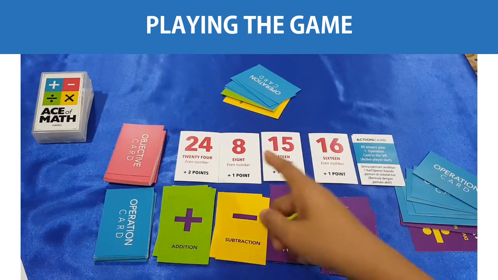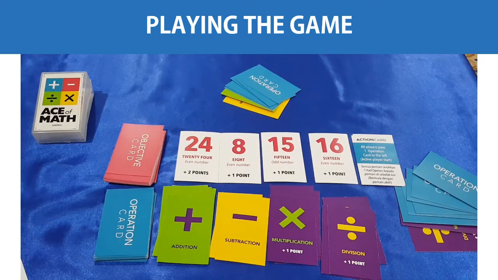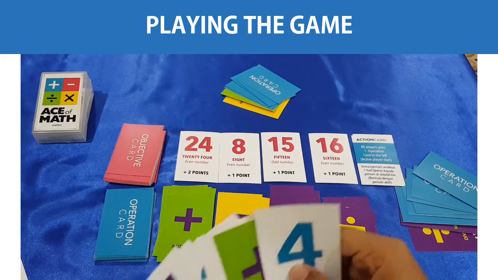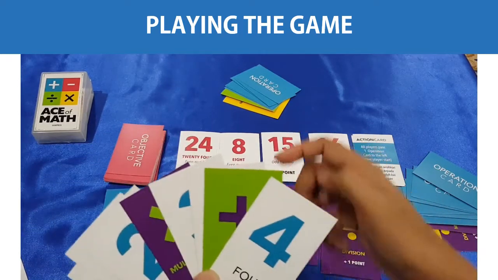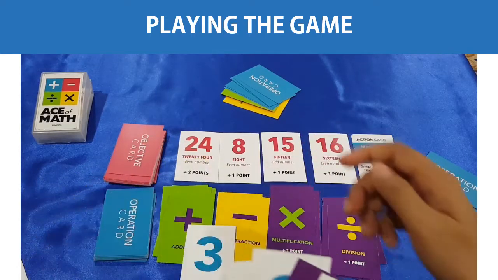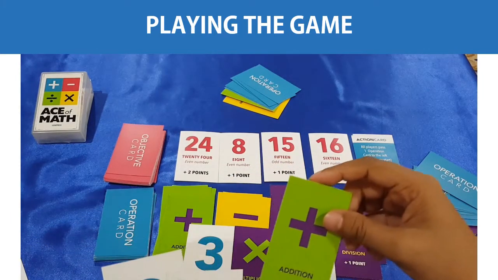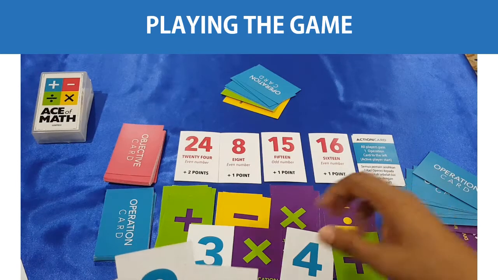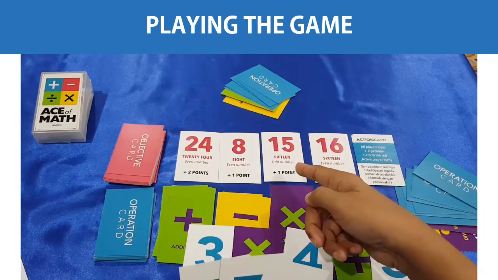If a player wants to solve one of the objectives presented, that player needs to take out the cards that form the math expression for solving the objective. For example, this player wants to complete the following objective, number 15. The player takes out the cards of 3, multiply by 4, which is 12, and then plus 3 from his hand, which contributes to the number 15.